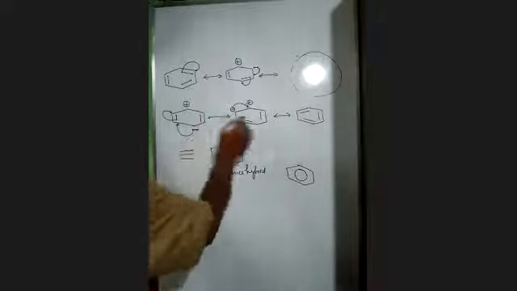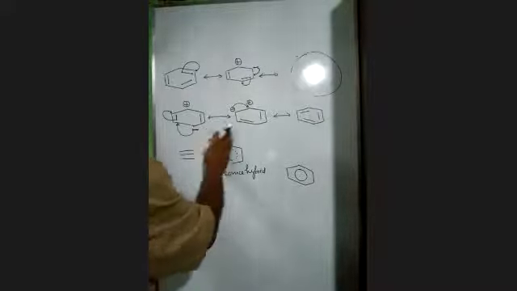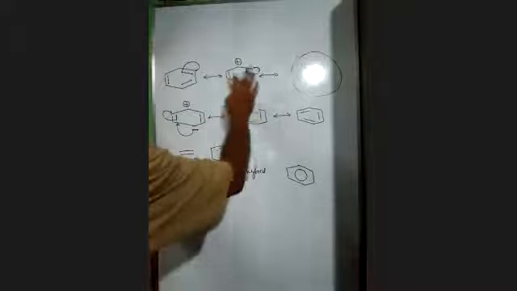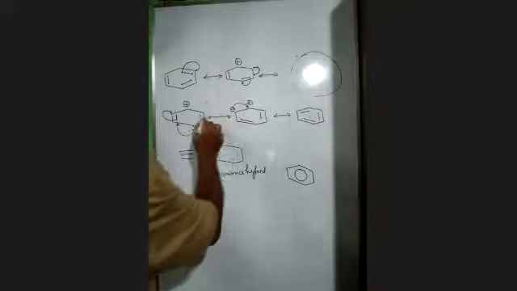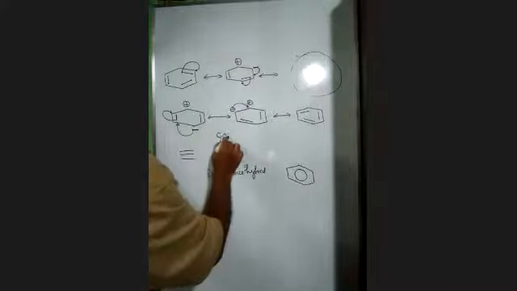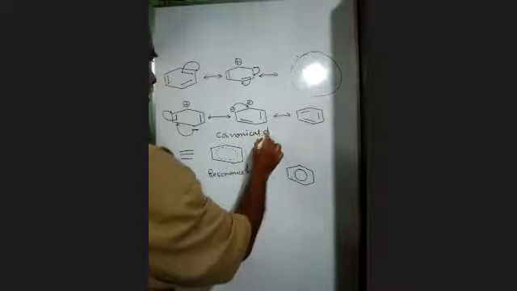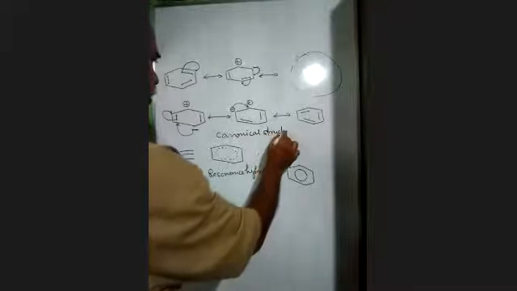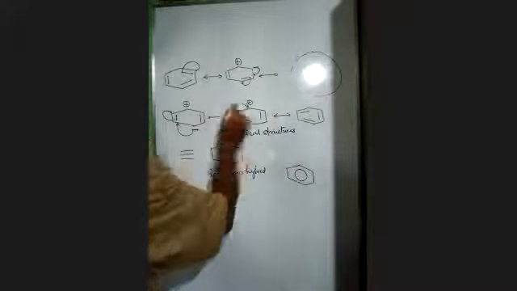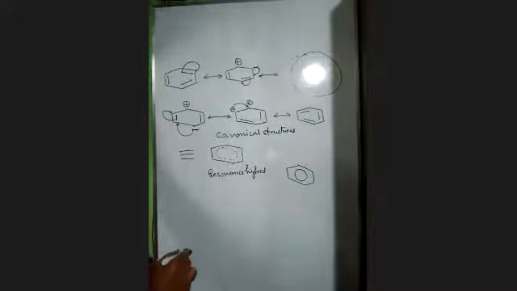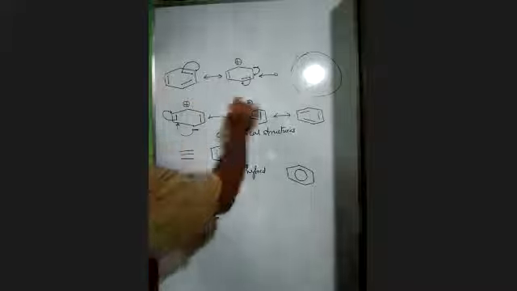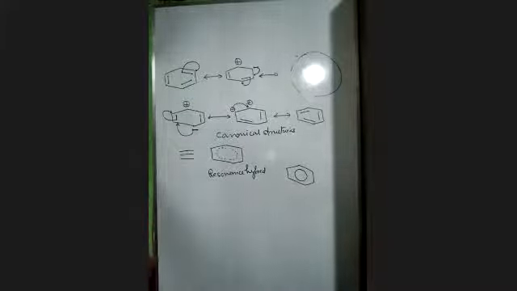These structures of resonance, whatever structures we have, 1, 2, 3, are called canonical structures. These canonical structures are our imagination. Otherwise, we cannot interpret how the other structure of benzene is being achieved. They are called canonical structures, and these canonical structures have no real existence.